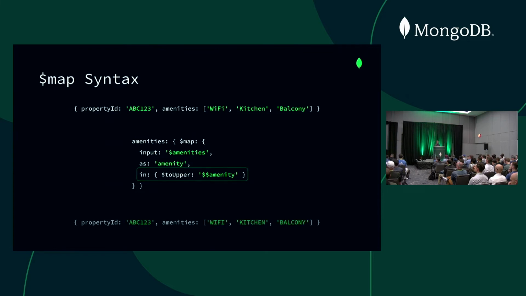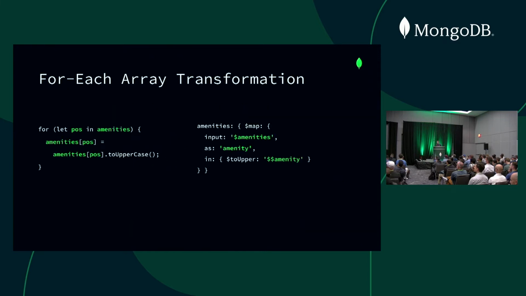And toUpper very simply turns your string into all uppercase, and you can see the output there at the bottom where all my amenities have been capitalized. This is the equivalent in code as this for loop that you can see. So for every position in the amenities array, we can just set that array value to the uppercase version of itself.